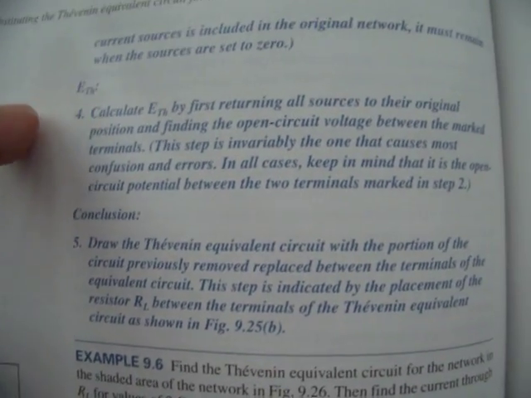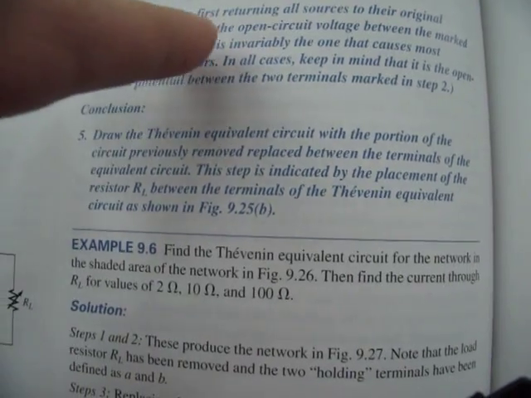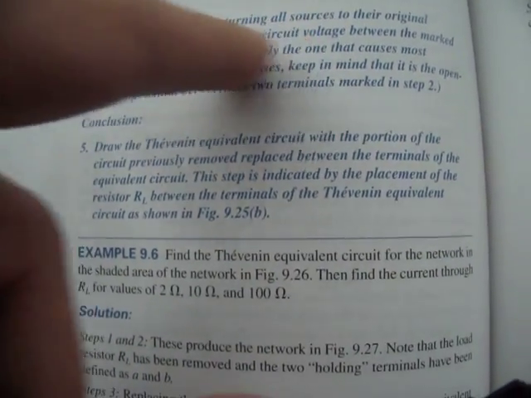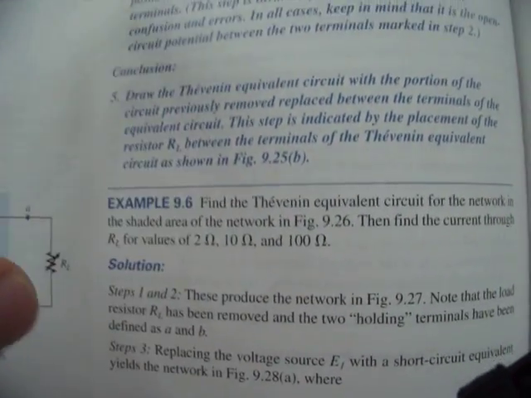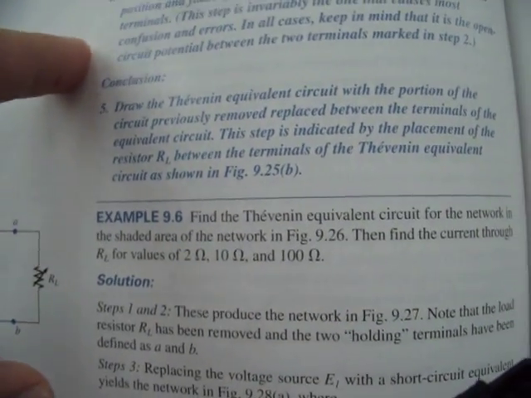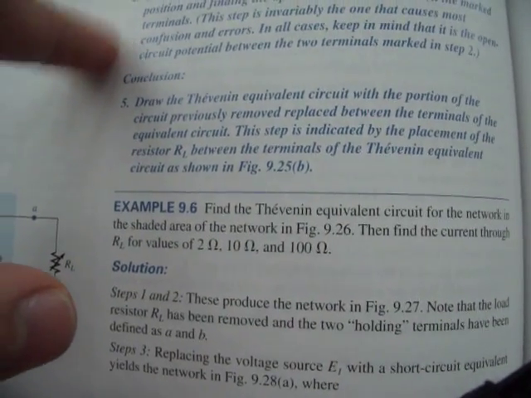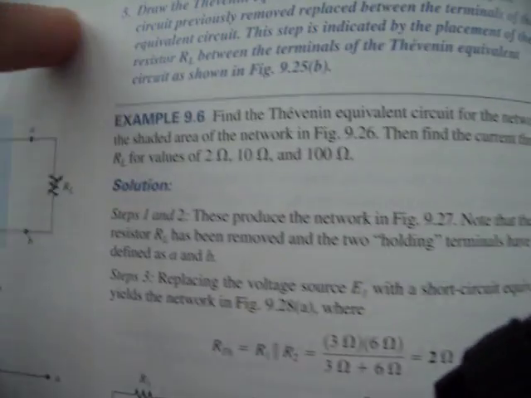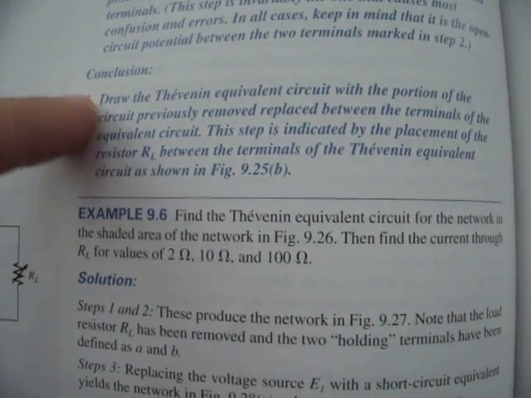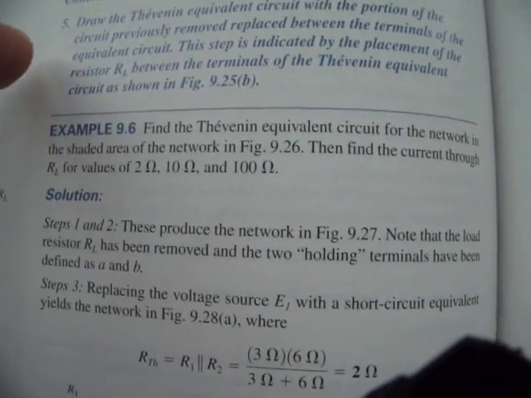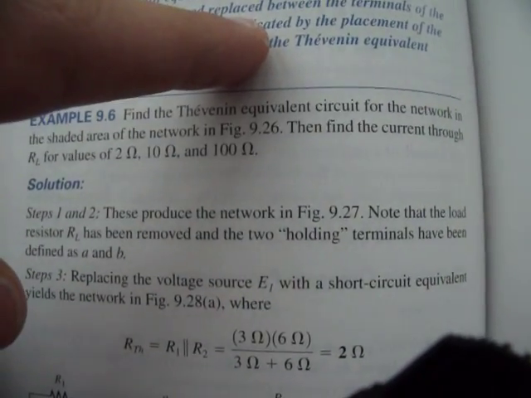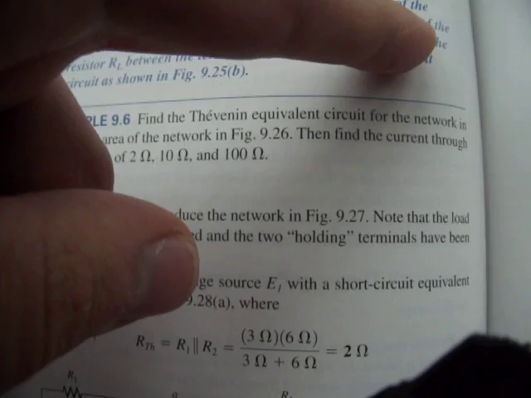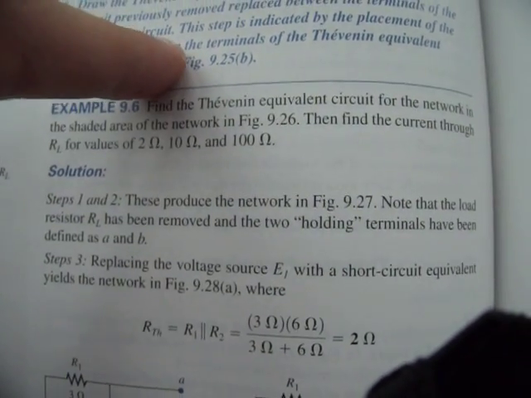step number 4, calculate the E Thevenin by returning all sources to the original position and finding the open circuit voltage between the marked terminals. This is the step that is the hardest, but with more practice it will be very easy. And the last step is the easiest: draw the Thevenin circuit, with the proportion previously removed between the terminals of the equivalent circuit.